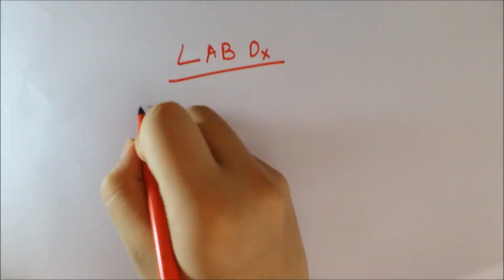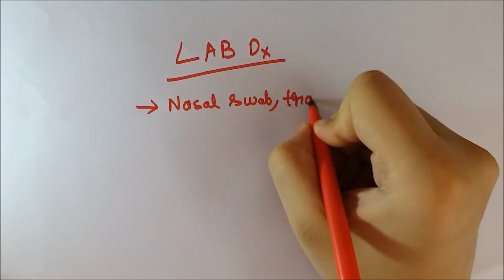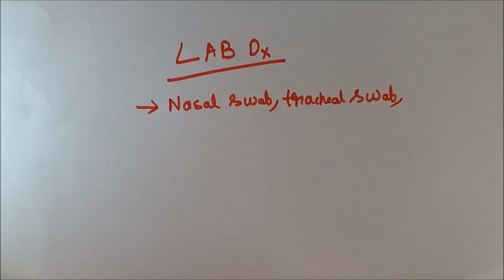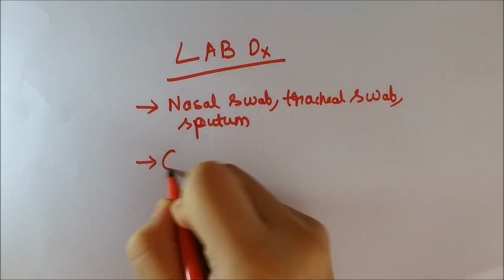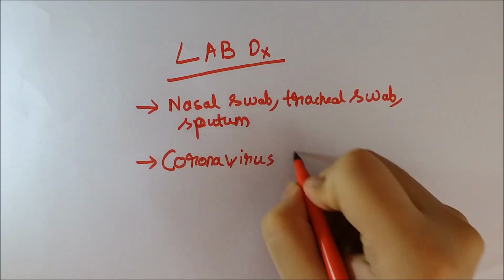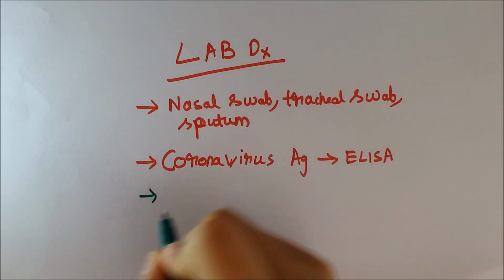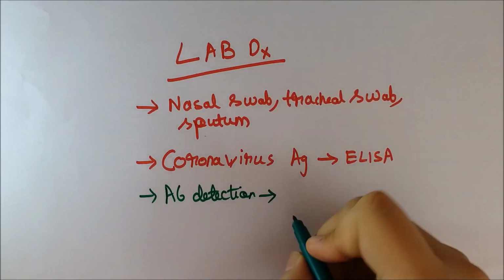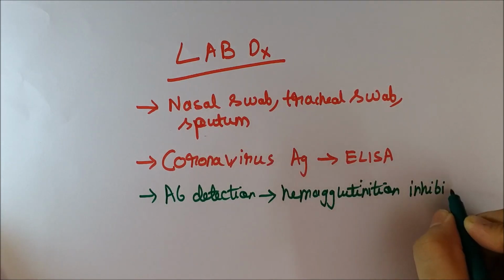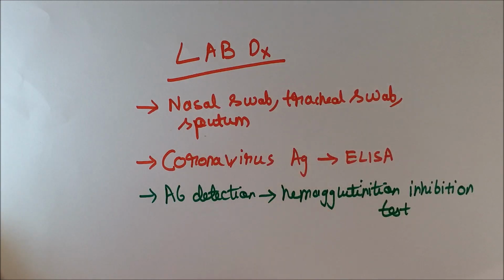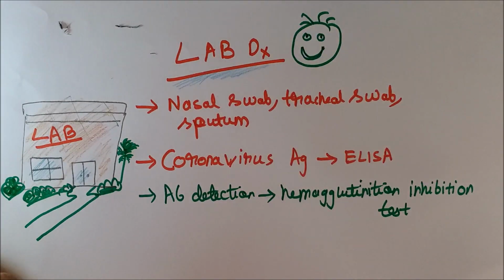Now we will discuss the lab diagnosis of coronavirus. So we can collect nasal swab, tracheal swab. We can also collect the sputum of patients for testing of coronavirus. Now we can detect coronavirus antigen in the blood with the help of ELISA, enzyme-linked immunosorbent assay. We can detect the antibody against the coronavirus antigen with the help of hemagglutination inhibition test and ELISA also.